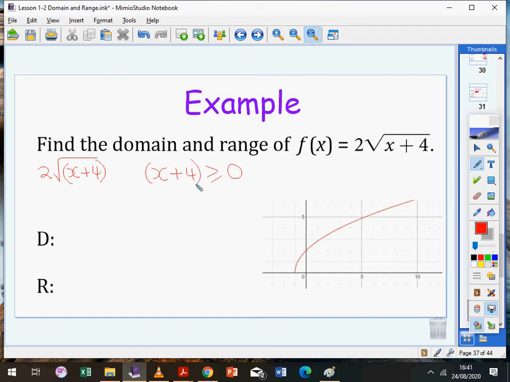When I solve for it, I think you can see that x must be greater or equal to -4. So the domain for this function must be greater or equal to -4. The domain will be -4 up to infinity, -4 included up to infinity. And the range, I hope you can see from the graph that the range is any value that's above 0, because I cannot get a negative value from taking the square root of something. So the range will be from 0 included up to positive infinity.